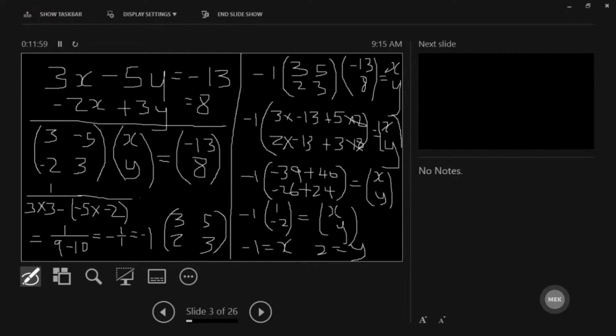Carissa is asking, why is the 2 positive? Because we're multiplying the -1 times -2, and that gives a positive. So the -1 that's in front of the bracket, which was the 1 over the determinant, we're multiplying that. All right, Ngozi says she needs to see more examples before she can get a clear understanding. So let's work another example.